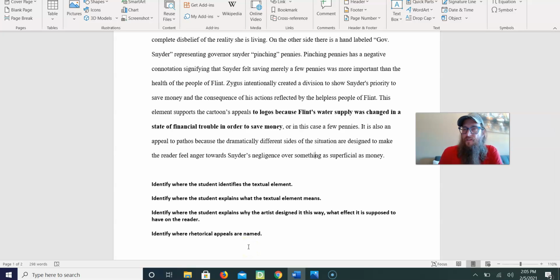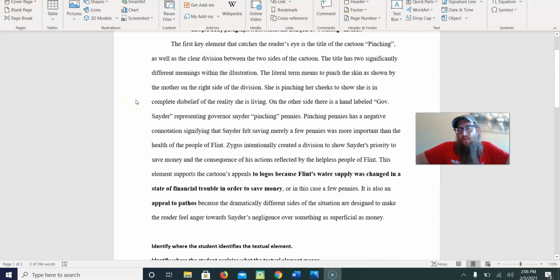Snyder's name on the cufflink so that we know who the cartoon is referring to, that's an appeal to logos. The purpose of that is to prevent confusion on the part of the reader. But then she also has to talk about how the cartoon shows these dramatically different sides of the situation. And when you see what the people on the right-hand panel are going through, it makes you angry. And so, of course, that's an appeal to pathos. And in the next paragraph, I believe she goes into a little bit more depth on the right side of the panel and gets into some of the textual elements on that side.